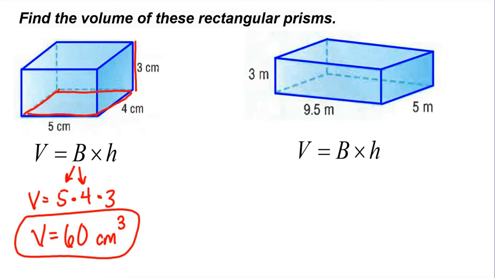This prism, again, we're going to find the area of the base and multiply it by its height. So the base is a 9.5 by 5 meter rectangle.